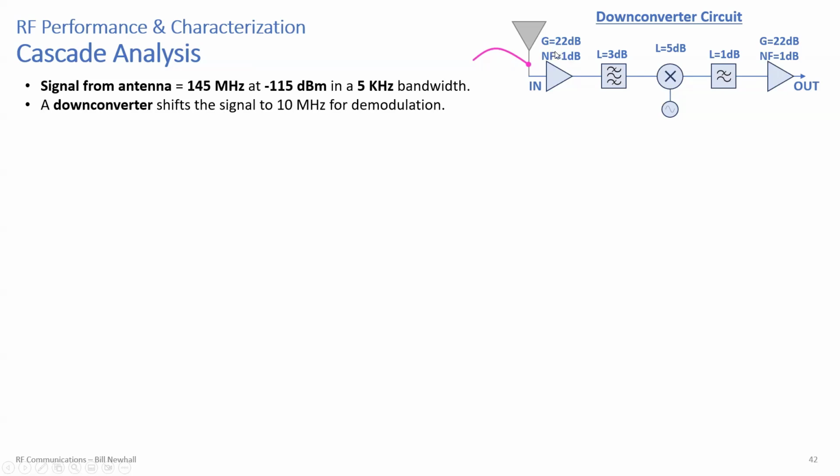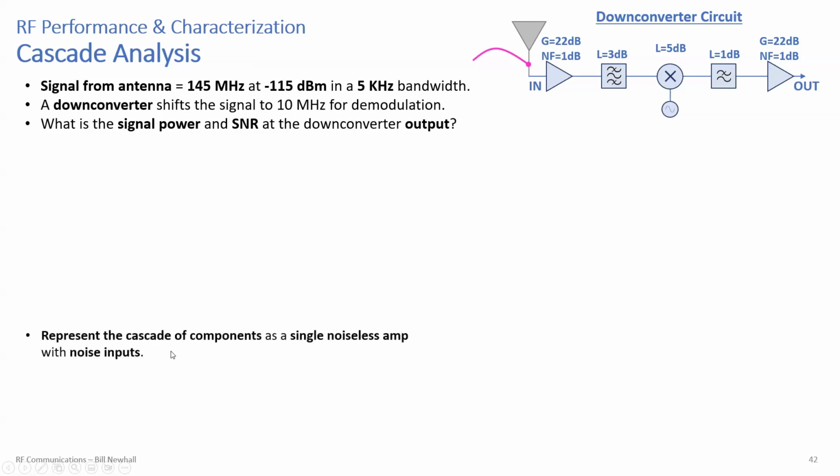Gain and noise figure and losses are shown here. So the question is, what is the signal power and signal to noise ratio at the down converter output? That's what we care about, right? We care about being able to demodulate the signal when it's down at the intermediate frequency. Okay, so let's represent the cascade of components for the purpose of this analysis as a single noiseless amplifier with noise inputs.